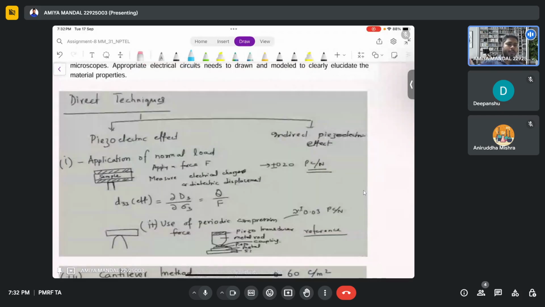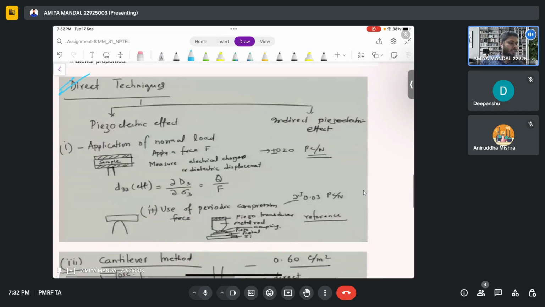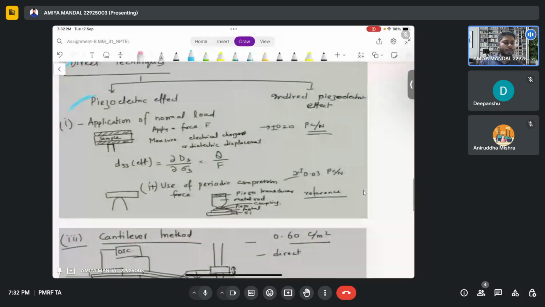But some direct techniques you have already learned in the lecture classes. The first piezoelectric measurement by direct techniques is just by the application of a normal load, in which we can measure up to 20 picocoulomb per Newton, charge generated per unit force application. So d33 is the charge generated per unit force, so Q by F.